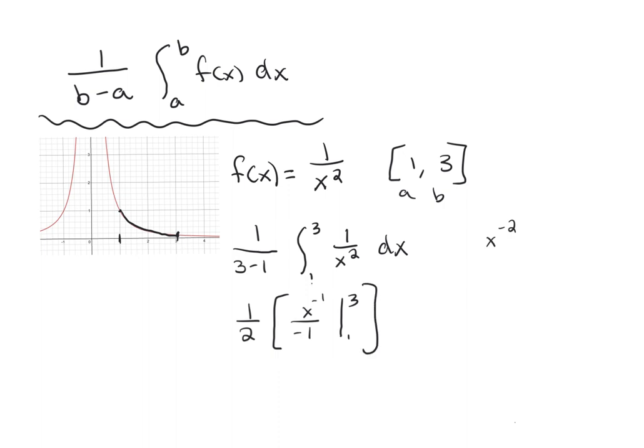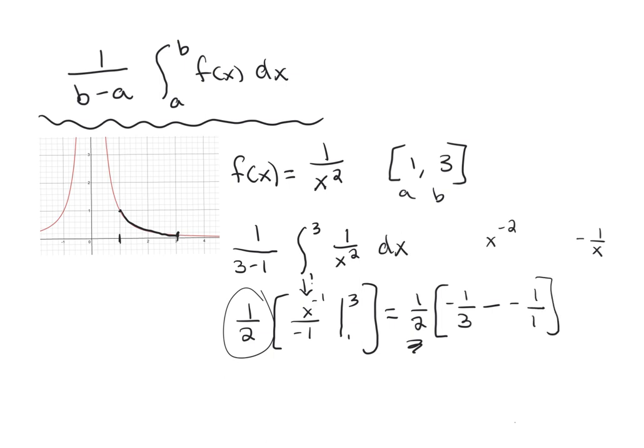So this right here, I'm just going to rewrite off to the side as negative 1 over x. Okay, so now I've got the 1/2. I think it's easy to forget to do that, but always remember that at the end. So when you evaluate, we're going to have negative 1 over 3 minus negative 1 over 1.